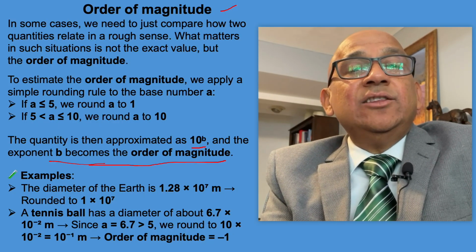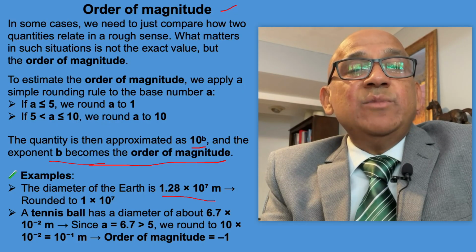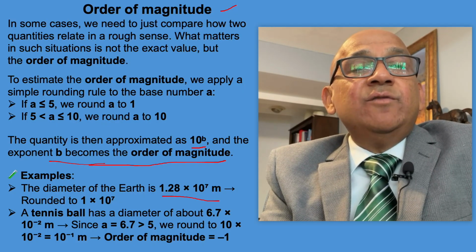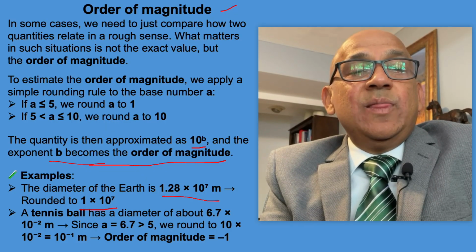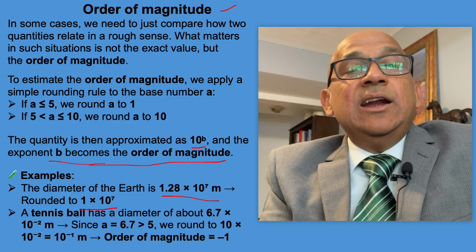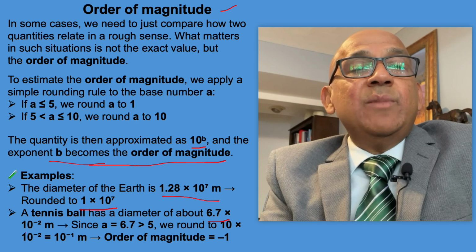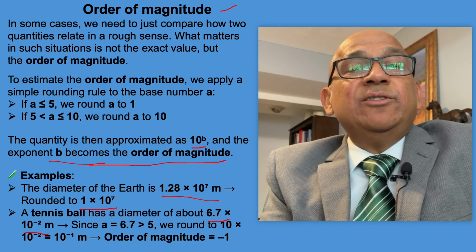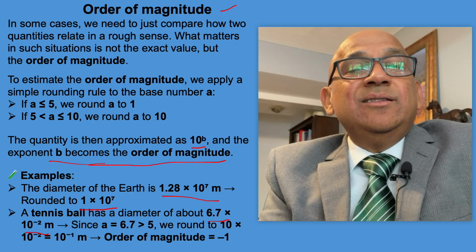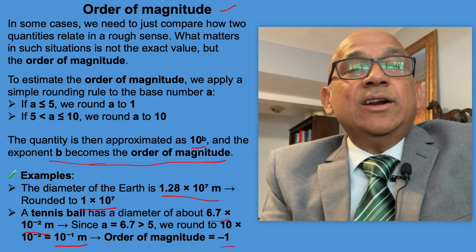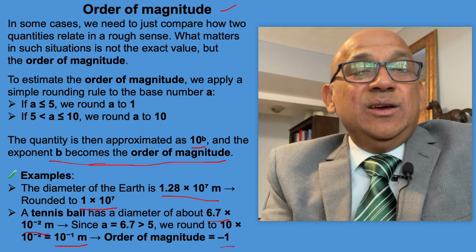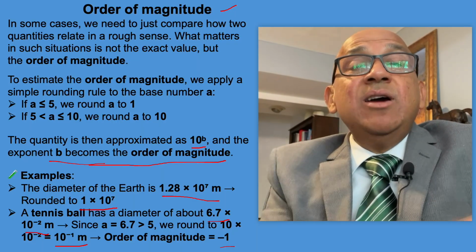Let us look into an example. The diameter of the earth is 1.28 times 10 to power 7 meters. If you round it, it will be 1 times 10 to power 7. So this 7 will be the order of magnitude. Another example is a tennis ball. A tennis ball has a diameter of 6.7 times 10 to power minus 2 meter. If you round 6.7 to 10, then this diameter will come out to be 10 to power minus 1 meter. And so the order of magnitude will be minus 1. So this is a very useful thing when you have to make some rough comparison.